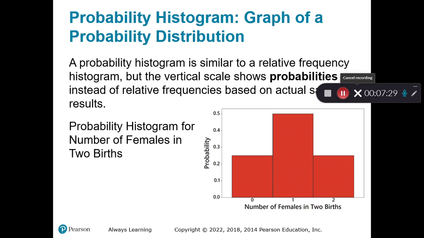One very small caveat is that relative frequencies are usually calculated based on carrying out a procedure and actually recording how many times certain outcomes occur. So it's based on action. Here we're basing it on theory. This is a simulation scenario, and therefore these probabilities are calculated theoretically based on the assumption that boys and girls are equally likely.